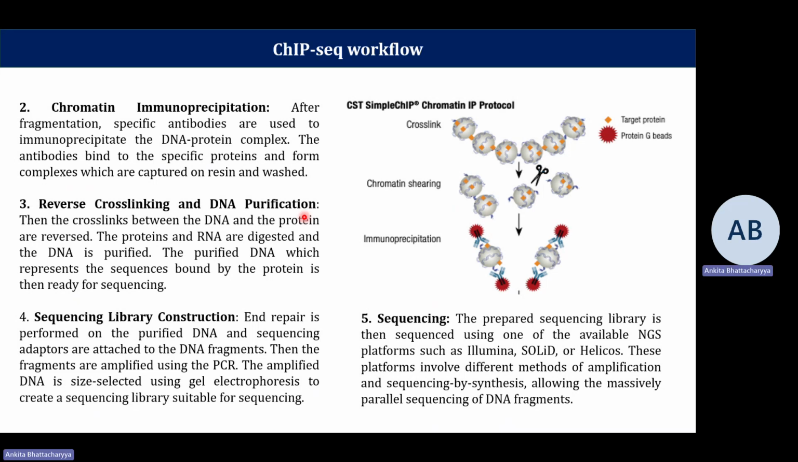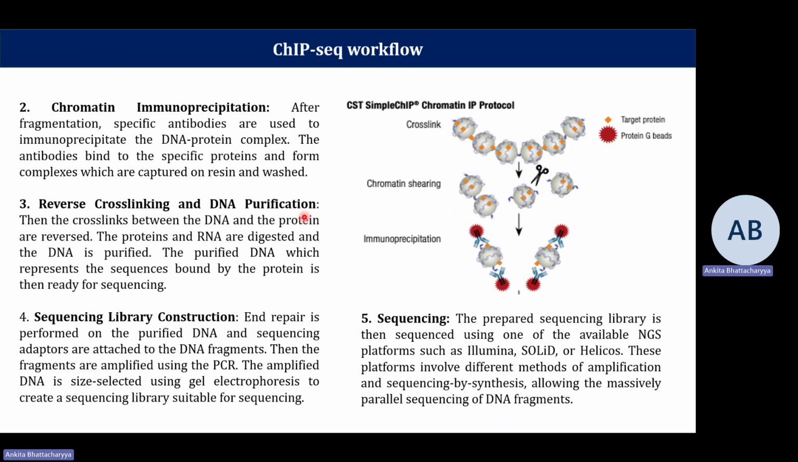DNA cross-linking with the protein can be reversed because you do not want a very strong intensity of binding, which will eventually hamper your DNA elution, which is the actual target molecule that undergoes sequencing. The proteins and the RNA can be digested, and effectively what you purify is your DNA molecule, which represents the sequences bound by the protein and is then ready for sequencing.